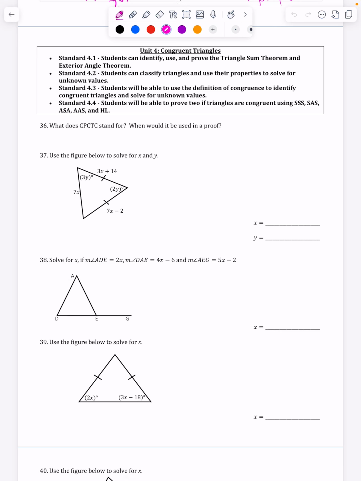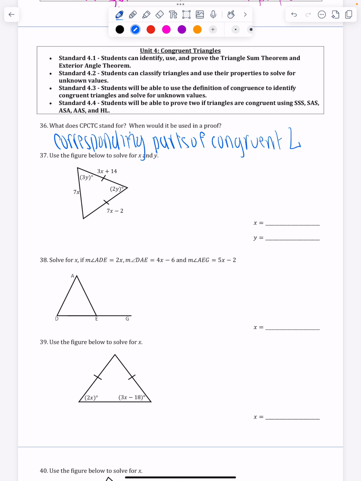Guys, let's get started with Unit 4. So CPCTC stands for corresponding parts of congruent triangles are congruent.